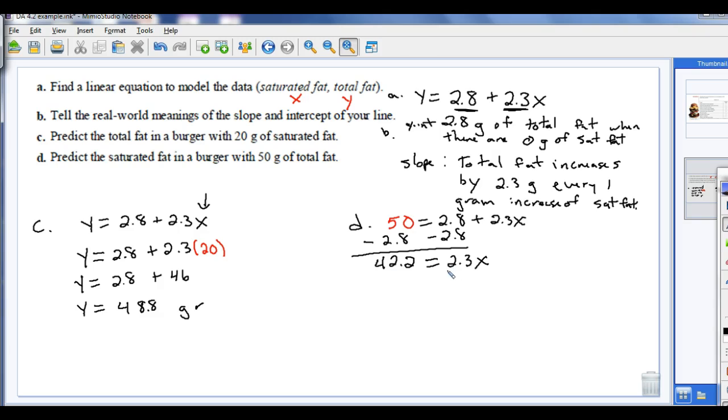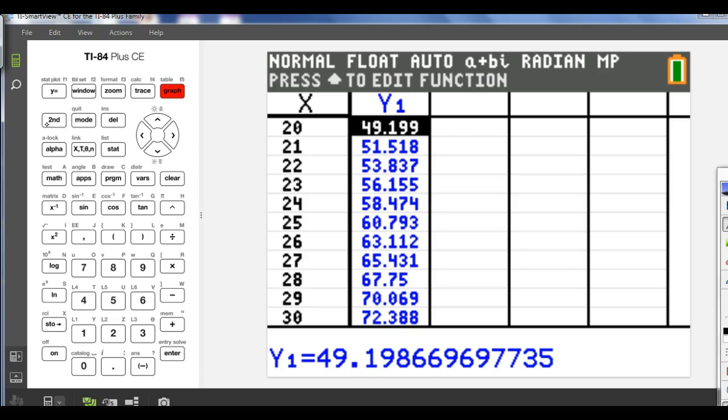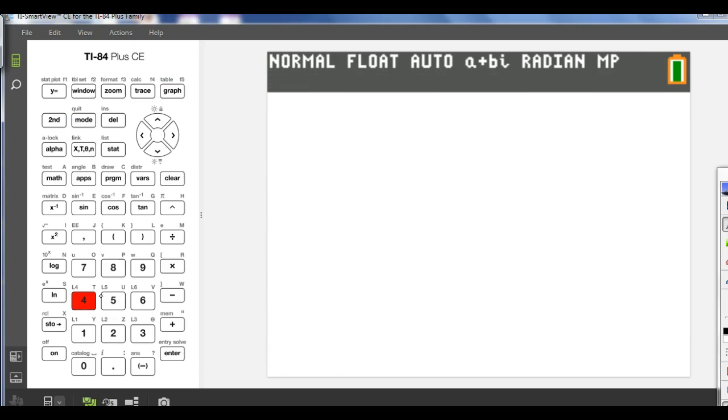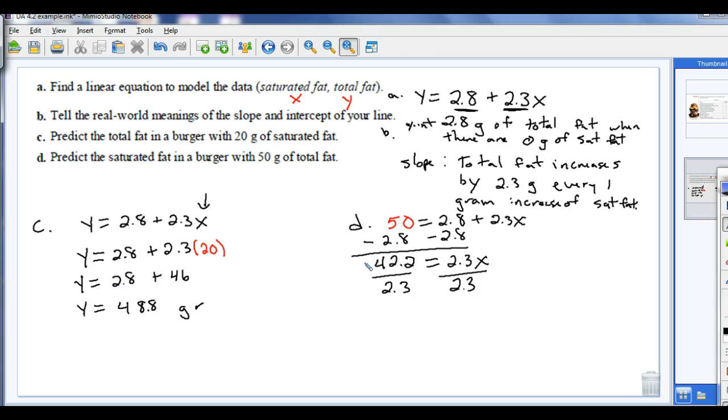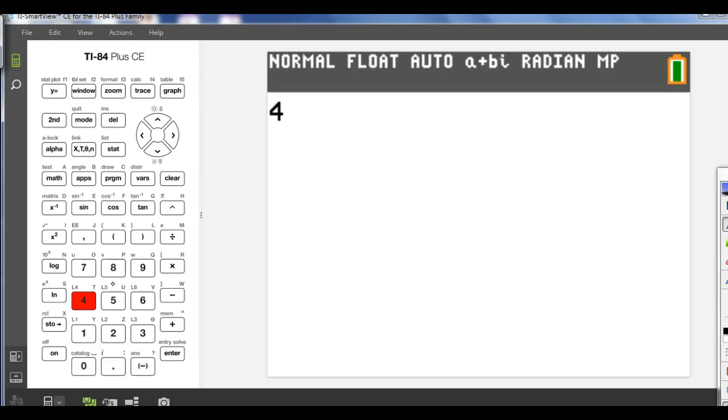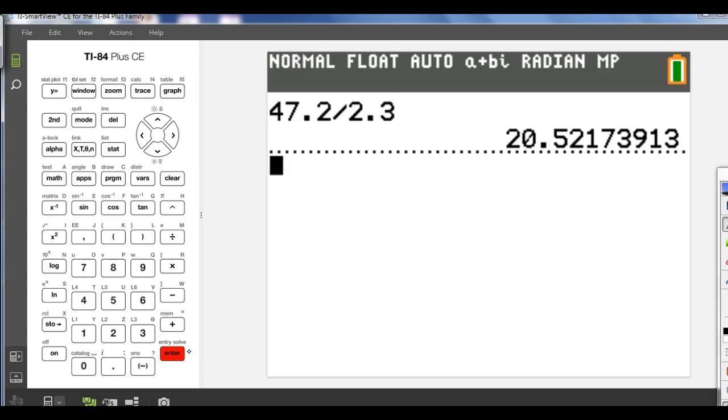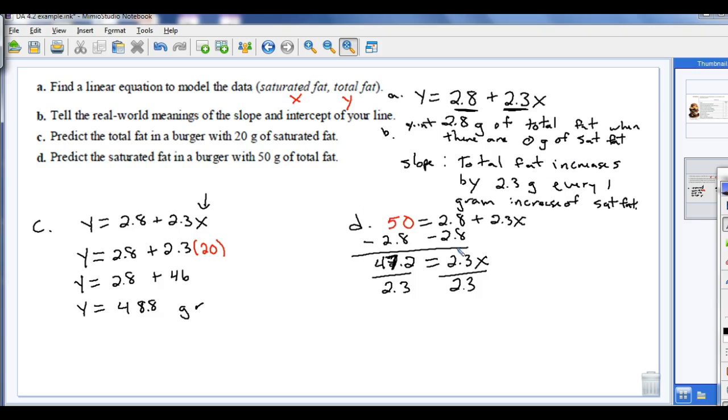All right, so now I want to divide both of these by my 2.3, the number of cups that I have in that example. So we're going to divide by 2.3. 47.2 divided by 2.3, let's just check that out. I typed 42.2, that's not right. It should be 47.2. Good thing I checked that out. Okay, 47.2 divided by 2.3, and you get 20.52.